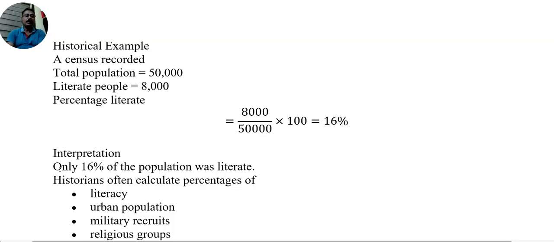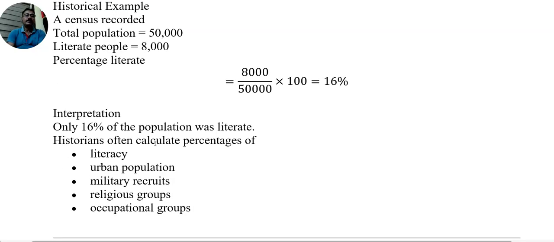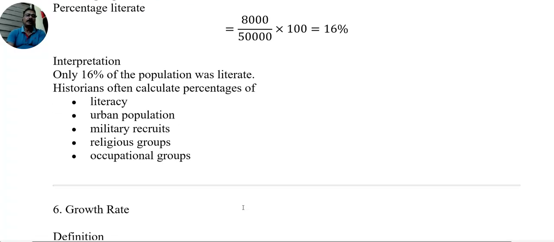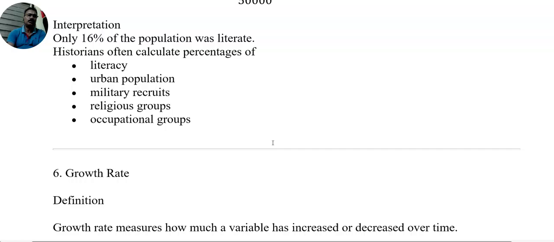Now, how can we interpret this? Only 16% of the population was literate. Historians often calculate percentages of literacy, urban population, military recruits, religious groups, and occupational groups. So for any kind of analysis, whenever you are going to calculate a percentage, you need to apply this rule.